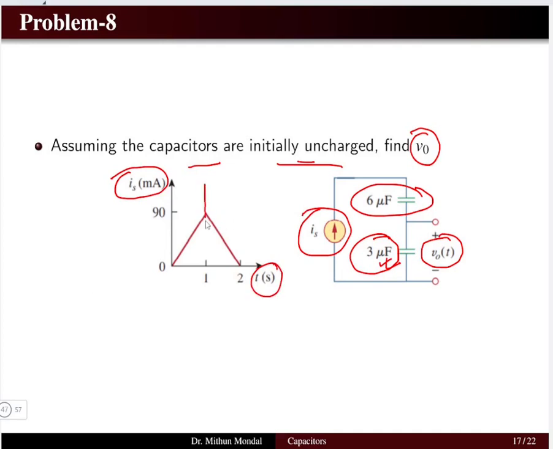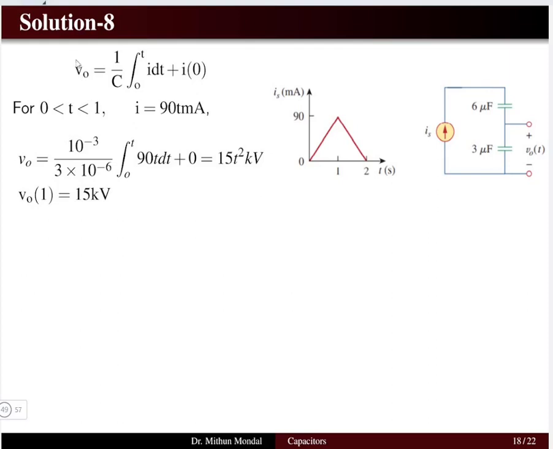So we can divide this into two time zones, from 0 to 1 and 1 to 2 second, with a maximum amplitude of 90 milliampere. Now how to determine that voltage V0? Let us see how to determine. So the voltage V0 is basically 1 by C integral of the current. What is the current which is flowing here?